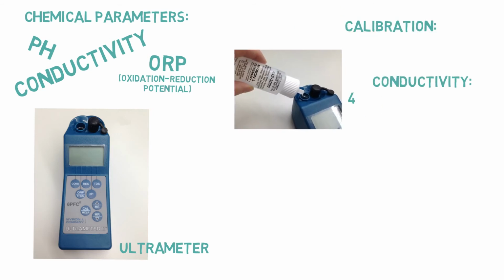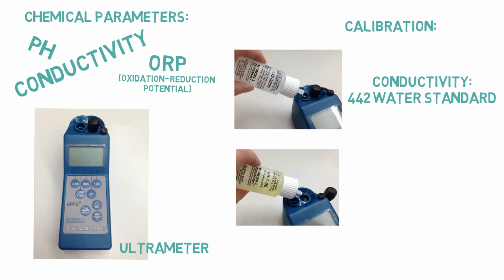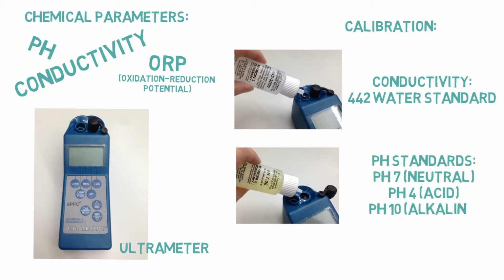solutions. So we have 442 is a standard that is representative of fresh water, so that will have the right ionic concentration for calibrating conductivity. We'll also have some pH calibration solutions, so pH 7, 4 and 10, so that will calibrate the pH, and in doing so it automatically calibrates the oxygen reduction potential.